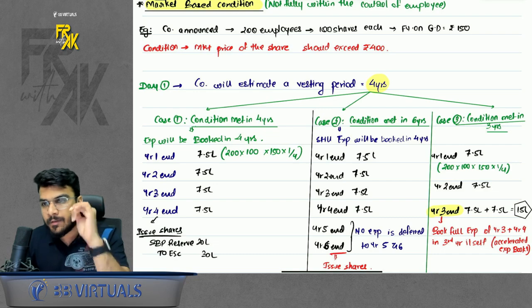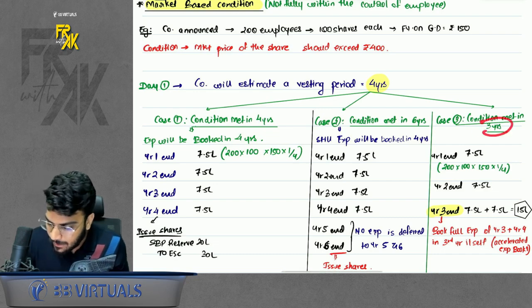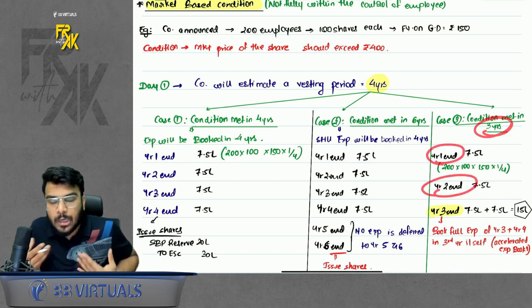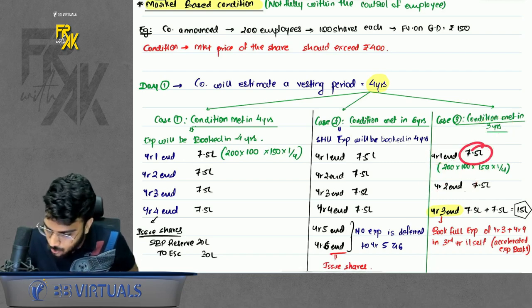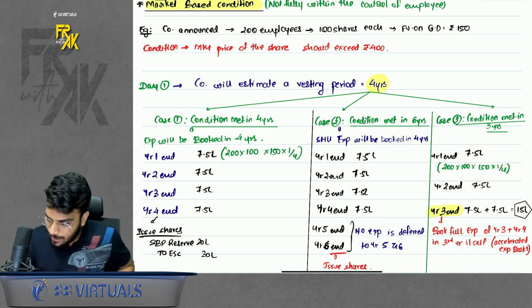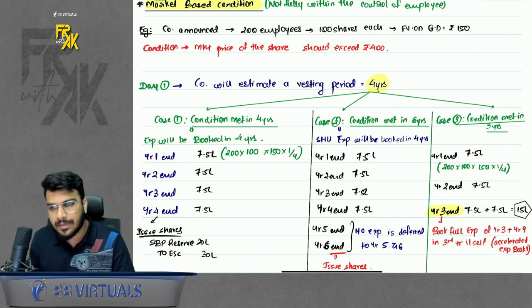Do remember the mistake you will make is, if the condition is met early, in year 1 and year 2, we don't know that it can meet early. So in year 1, year 2, book the expense based on 4 years only. In year 3, book the remaining full expenditure and then issue the shares.